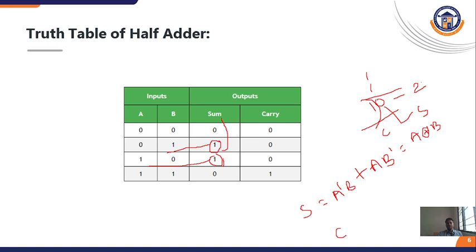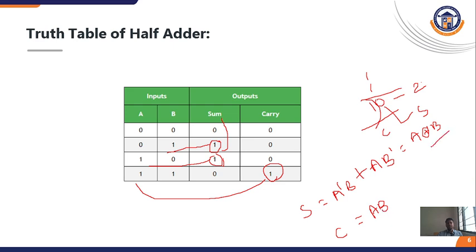For carry, we are getting only one output. Here the corresponding input is A is 1, B is 1. So we can write carry as A AND B.